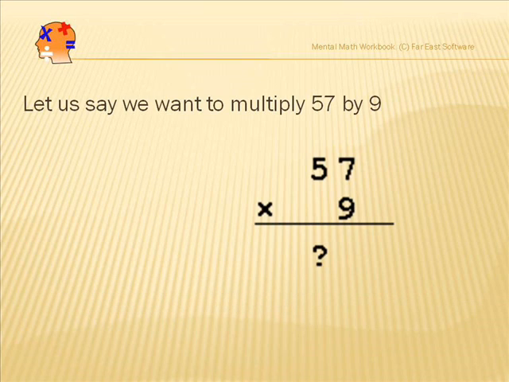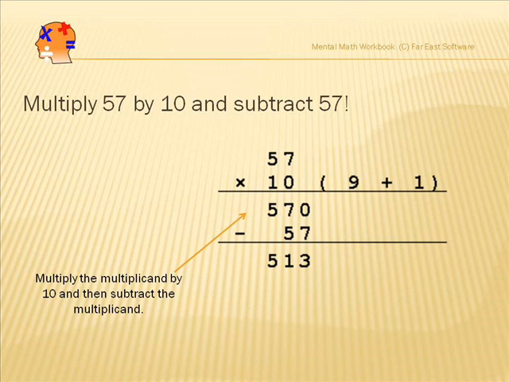Let's say we wanted to multiply 57 by 9. We know that multiplication by 10 is trivial. We simply add a 0 to the multiplicand and that is the final result. However, if we multiply by 10, whereas here the problem is to multiply by 9, we would have multiplied 1 time too many because 10 is 1 greater than 9. So we must subtract 57 from the result of the first step.